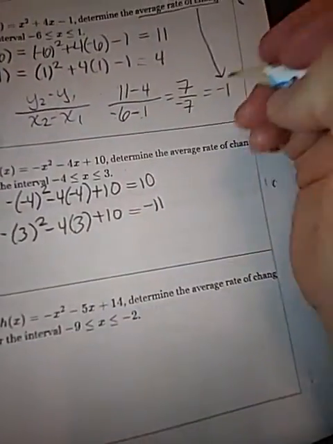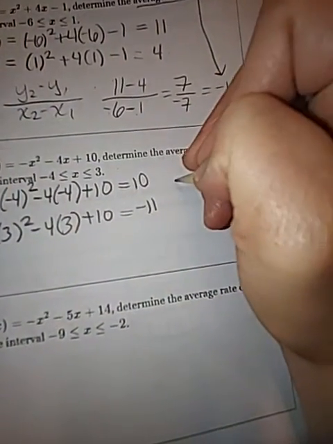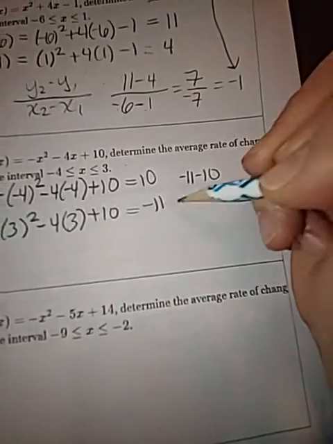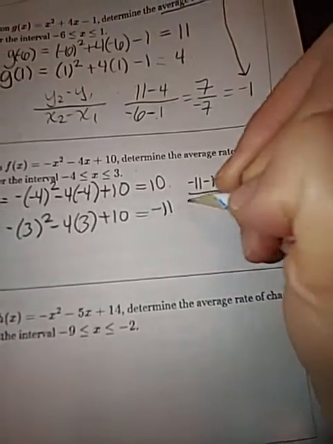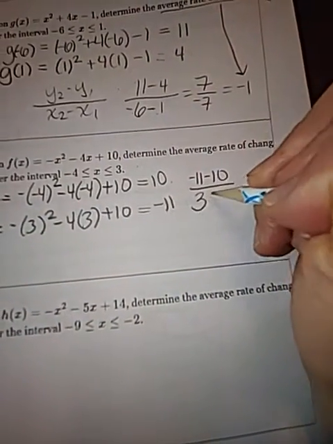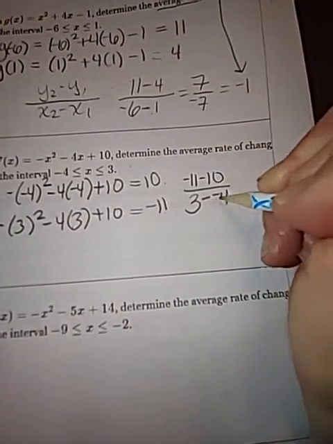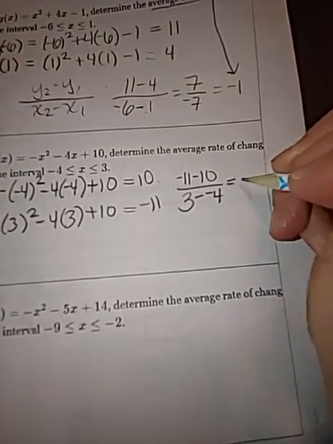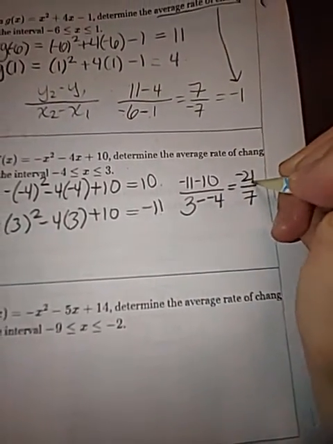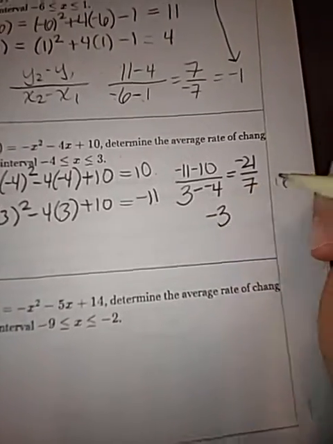Okay, and now we do y minus y over, because I use negative 11 first, I have to use 3 minus negative 4. Make sure you double up that negative. So we have 7 in the bottom and negative 21 on the top, which means that our rate of change is negative 3.